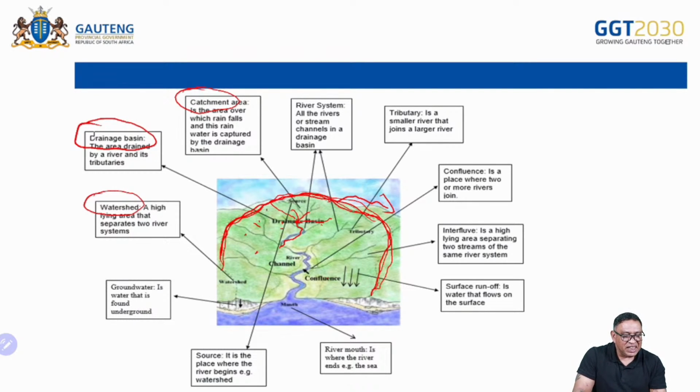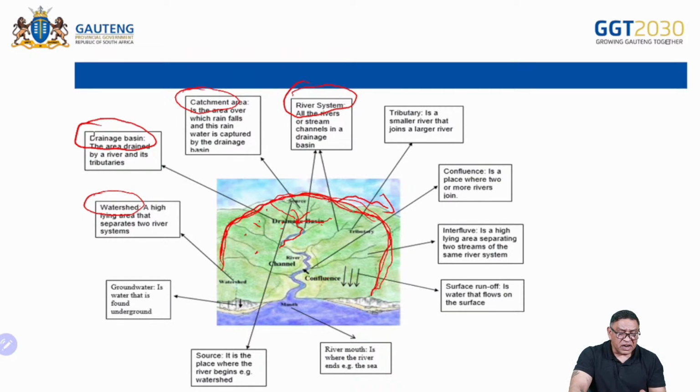This is the area drained by a river and its tributaries. Already you're seeing the relationship between the watershed, catchment area and drainage basin. The area drained by a river and its tributaries. Obviously, what's the river and its tributaries? It is the river system: all rivers or stream channels in a drainage basin. So this river system then drains the water.